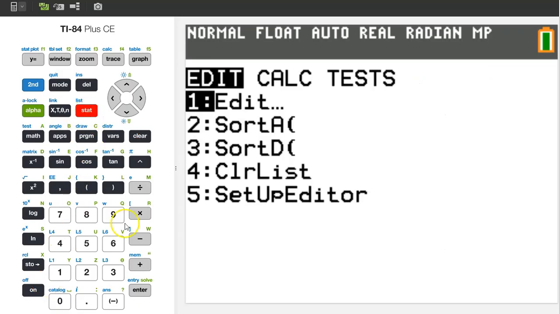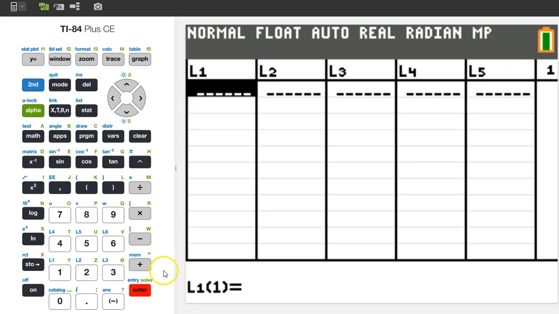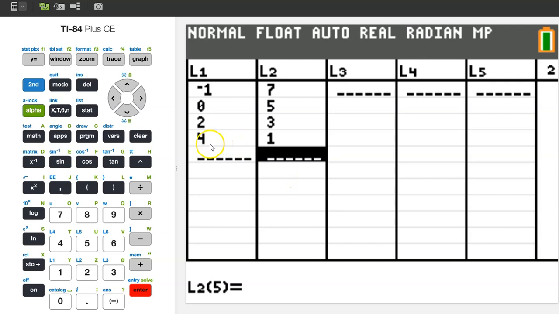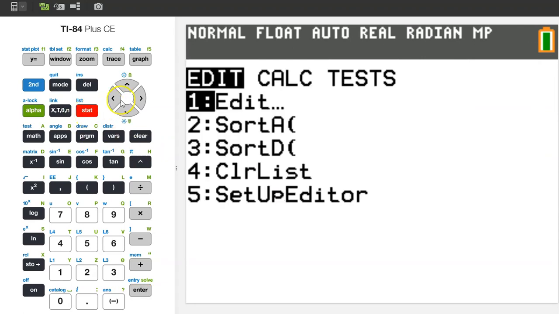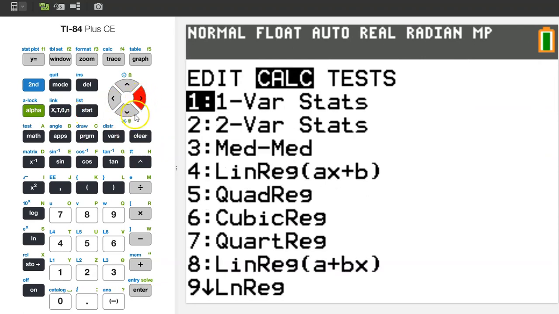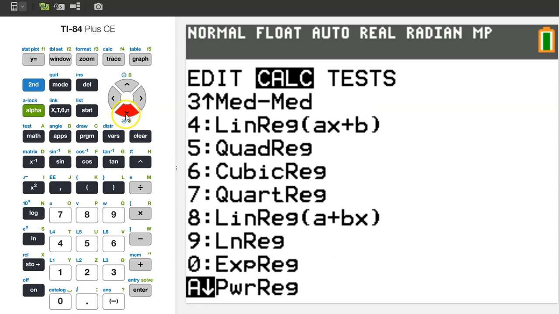Hit the Stat button and hit Enter. Let's put the input values in L1 and the output values in L2. Once your data is all in, hit the Stat button, switch over to the Calculate menu. Exponential regression is option 0. It's just below option 9. So you can either scroll down to it, or you could have just hit the number 0 if you memorized that.